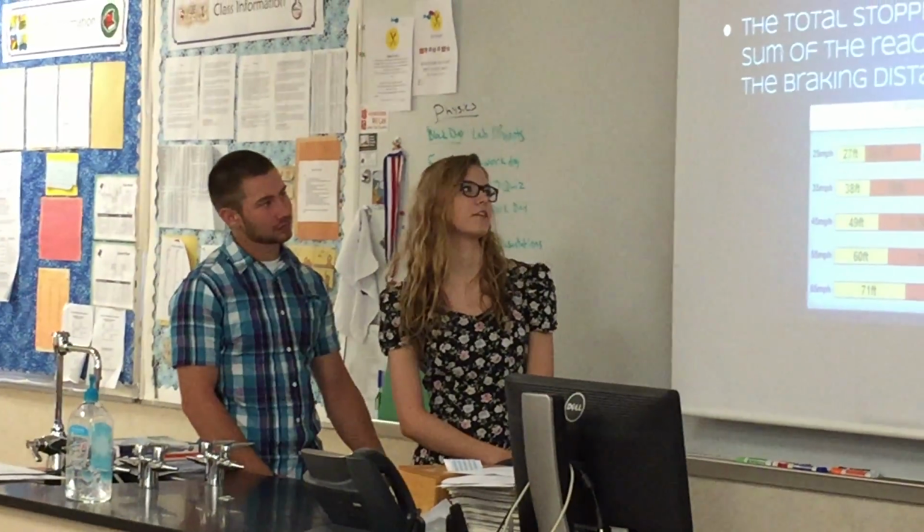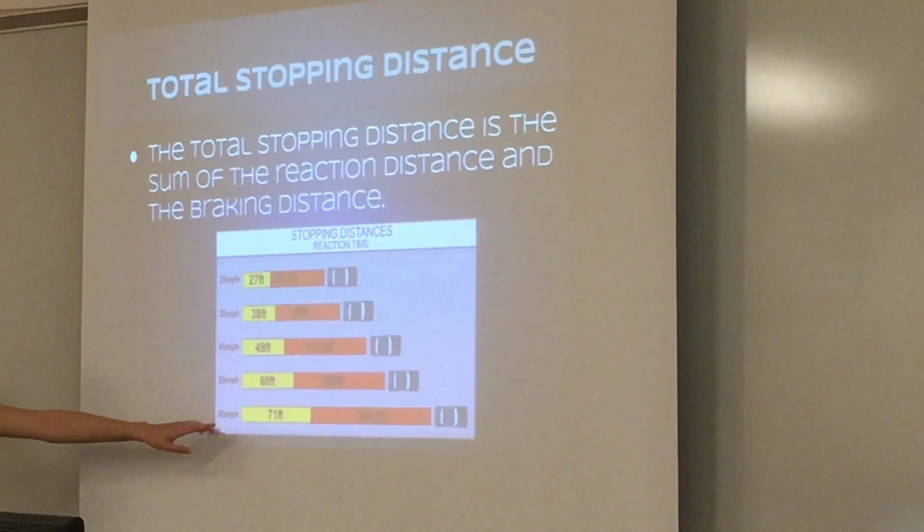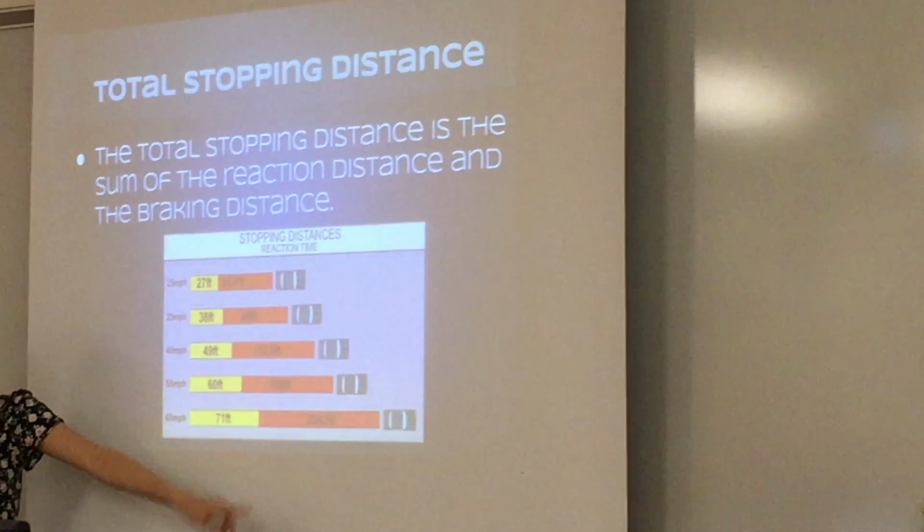So total stopping distance is the sum of the reaction distance and the braking distance. And this little diagram can just show that, even if you're not going that far, it's going to take you that much longer to actually stop.